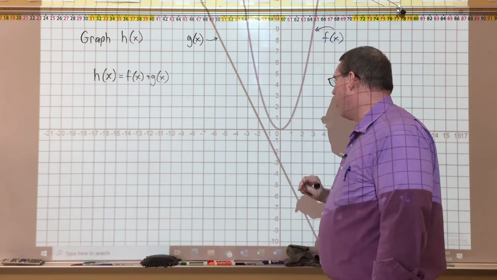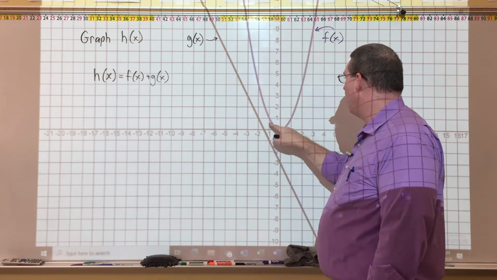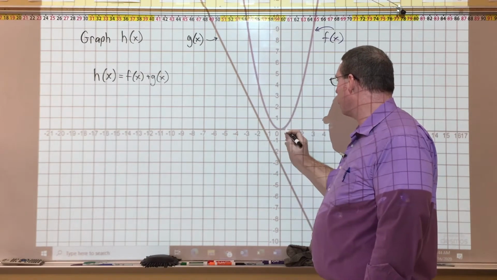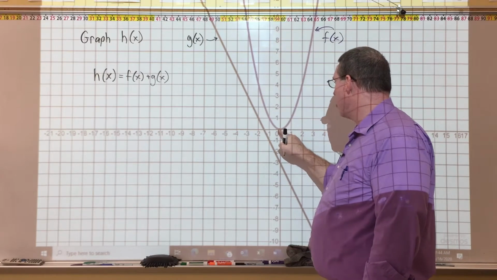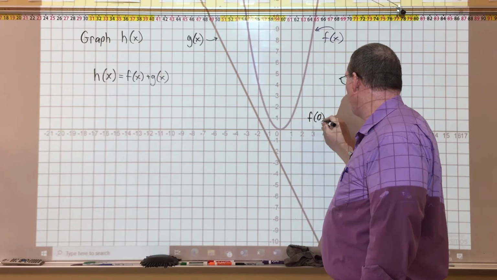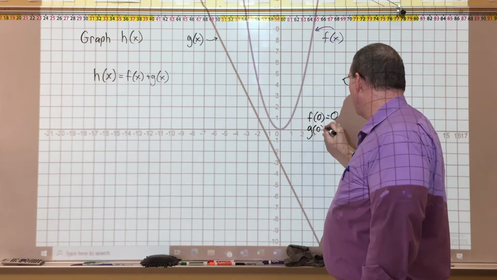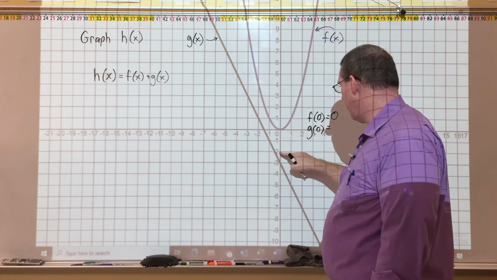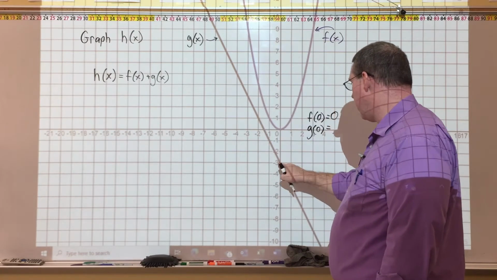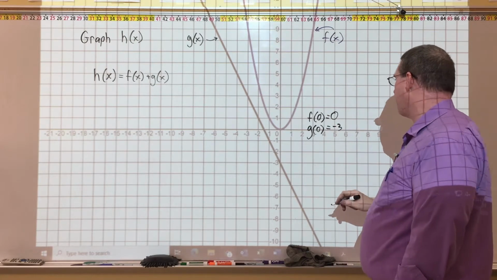I'm going to start at 0, and you can see that at 0, the function f of x is going through the point 0, right? So at 0, well, let's go ahead and write it here. f of 0 is equal to 0. And g of 0, well, let's find out what g of 0 equals. Negative 1, negative 2, negative 3. See, it's crossing over here at negative 3. So f of 0 is 0 and g of 0 is negative 3.